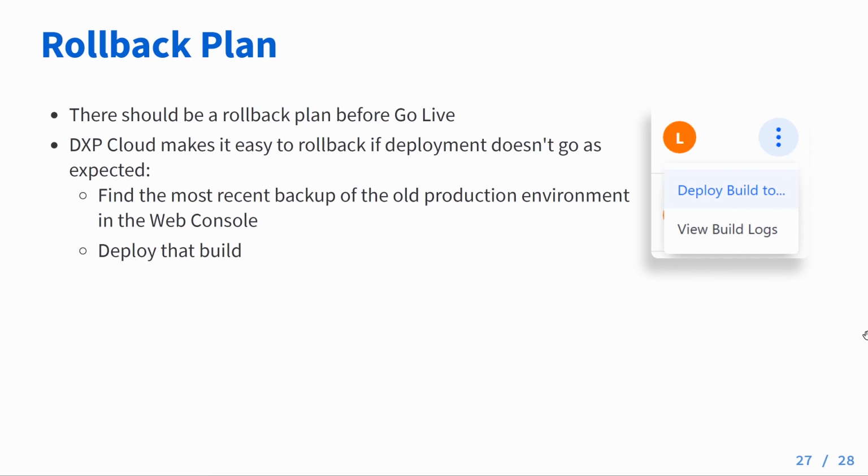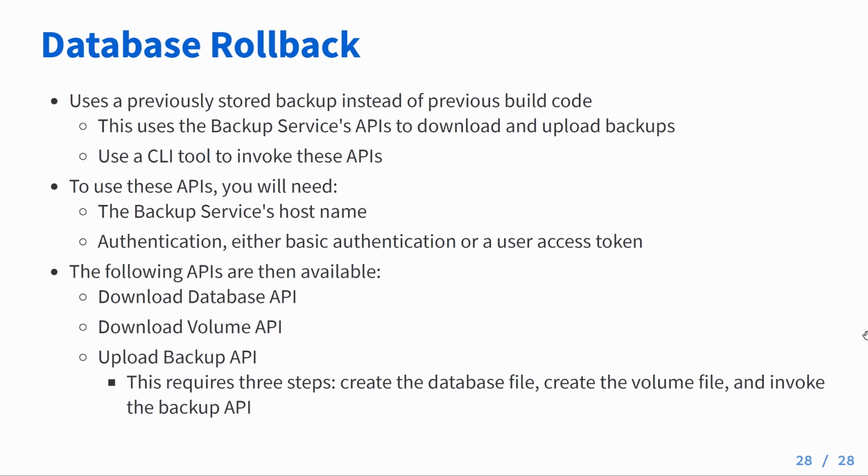DXP Cloud makes it easy to roll back if deployment doesn't go as expected. We can find the most recent backup of the old production environment in the web console. It's as easy as deploying that build. For the database rollback, we can use a previously stored backup instead of previous build code. This uses the backup services API to download and upload backups. We can use a CLI tool to invoke those APIs.